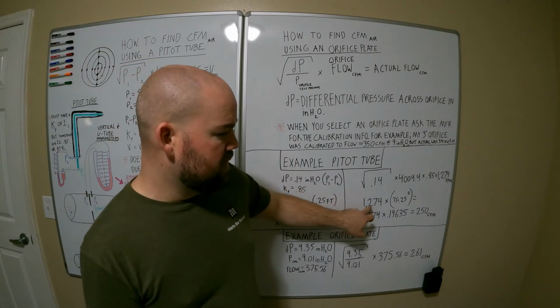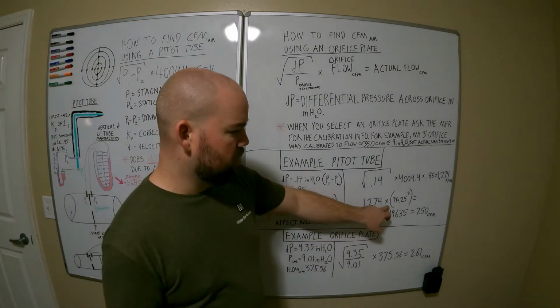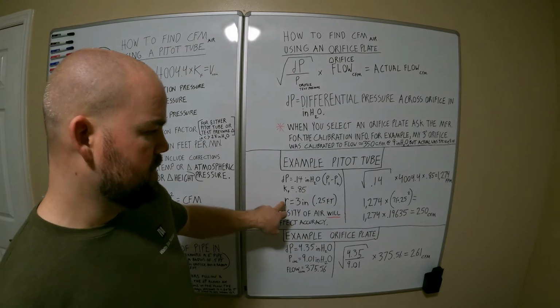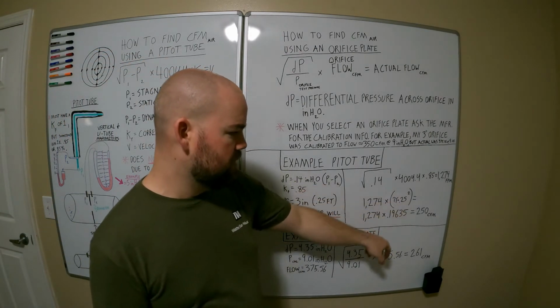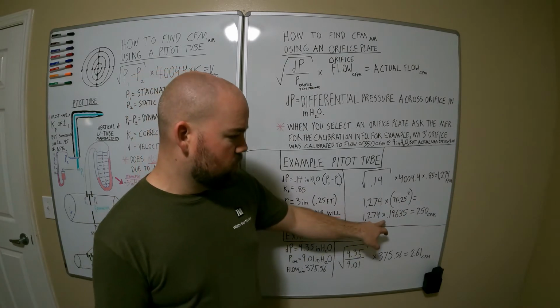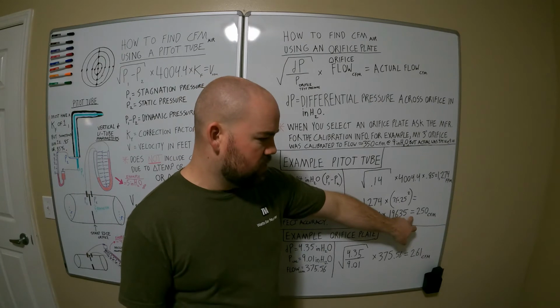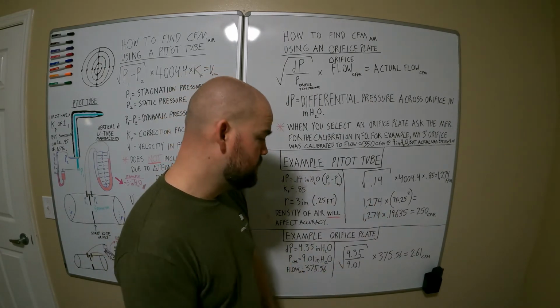1,274 feet per minute, using your second formula here, you're going to multiply by pi r squared. If your radius is 3 inches, that's 0.25 feet. Pi times 0.25 feet squared, which is 1274 times 0.19635 equals 250 CFM. Okay, pretty simple.